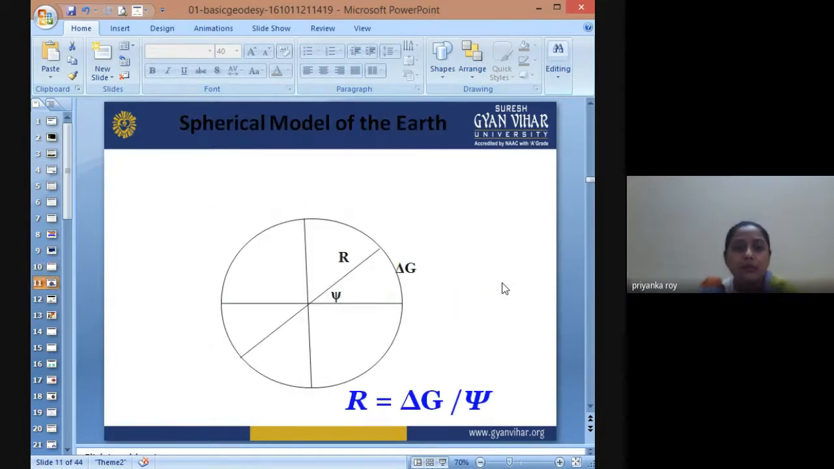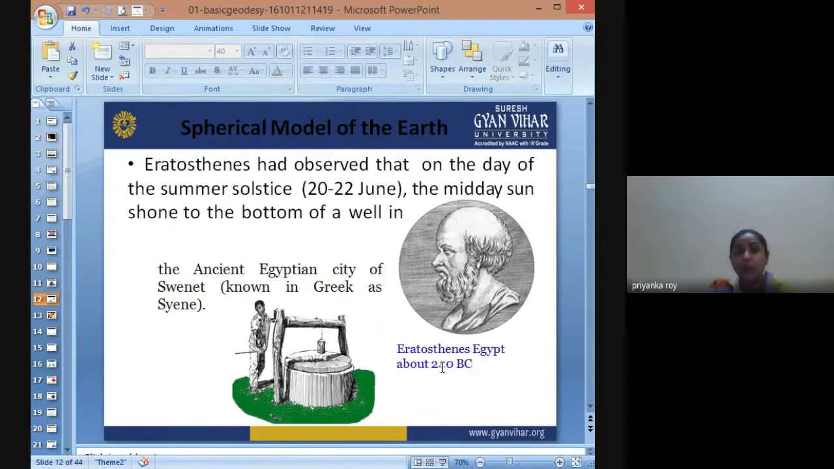Now, a spherical model of the Earth. This is a spherical model of the Earth, trying to explain what the radius of the Earth is, and the diameter of the Earth, and how it is calculated. First, the spherical model of the Earth was tried out to be explained by a famous Greek philosopher known as Eratosthenes.